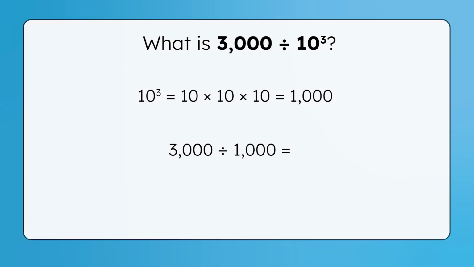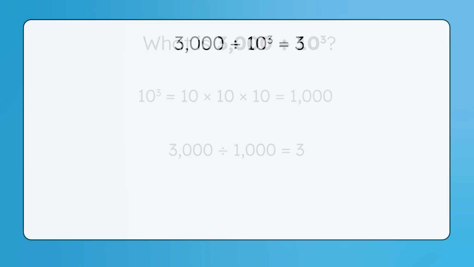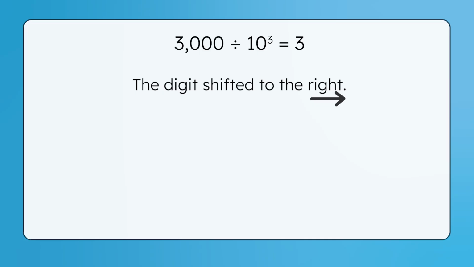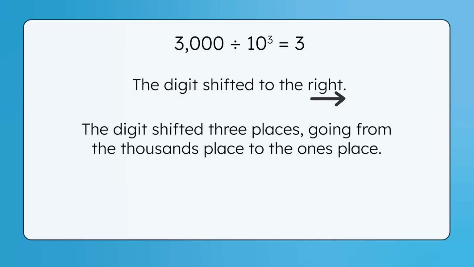So, what is 3,000 divided by 1,000? It's 3. Interesting. Which direction did the digit shift this time? The digit shifted to the right. How many places did it shift? 3 places. The digit 3 started in the thousands place and shifted 3 times to end up in the ones place. Did the value increase or decrease? It decreased. We were right.